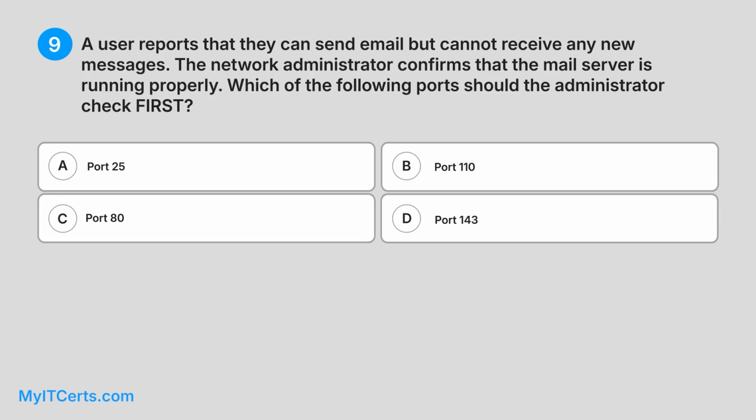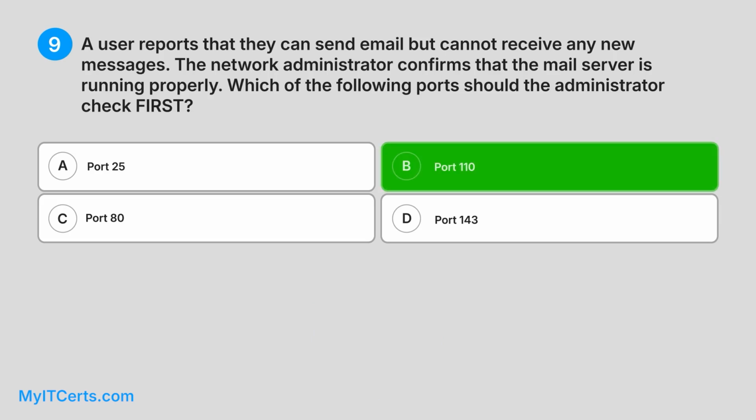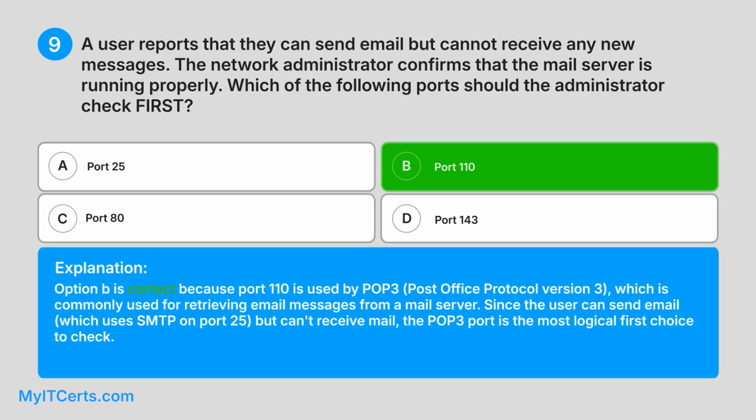Correct answer, B. Port 110. Explanation. Option B is correct because port 110 is used by POP3, Post Office Protocol version 3, which is commonly used for retrieving email messages from a mail server. Since the user can send email, which uses SMTP on port 25, but can't receive mail, the POP3 port is the most logical first choice to check.